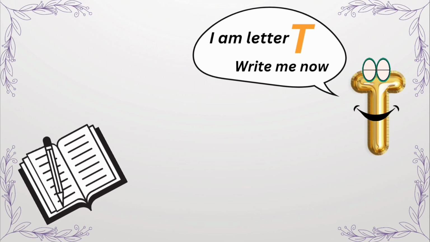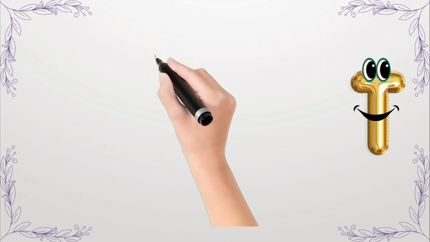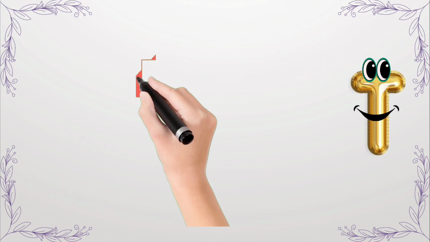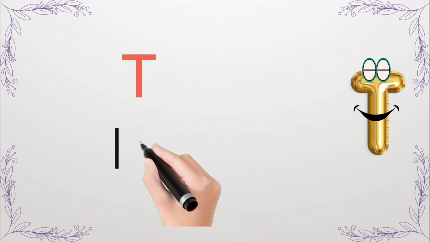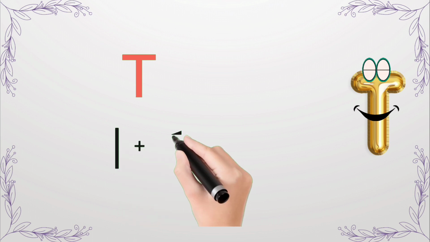I'm letter T. Write me now. Straight line, short line at the top. Say T 5 times and write T, T, T, T, T.